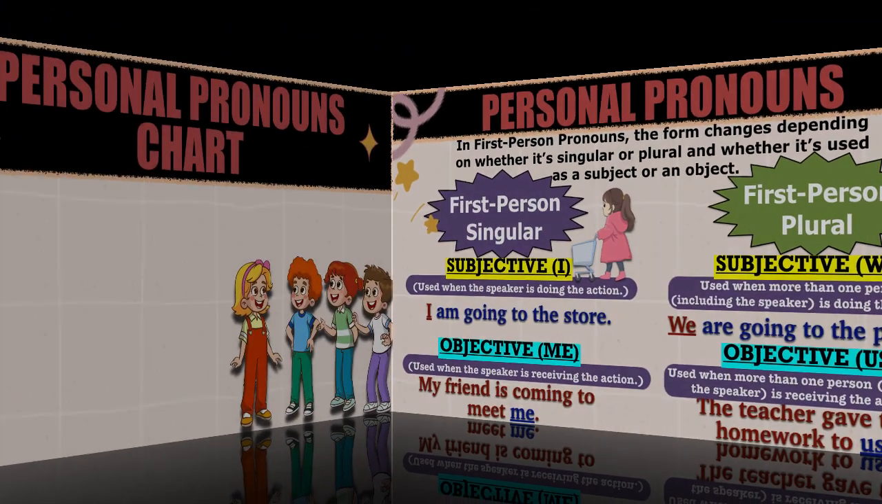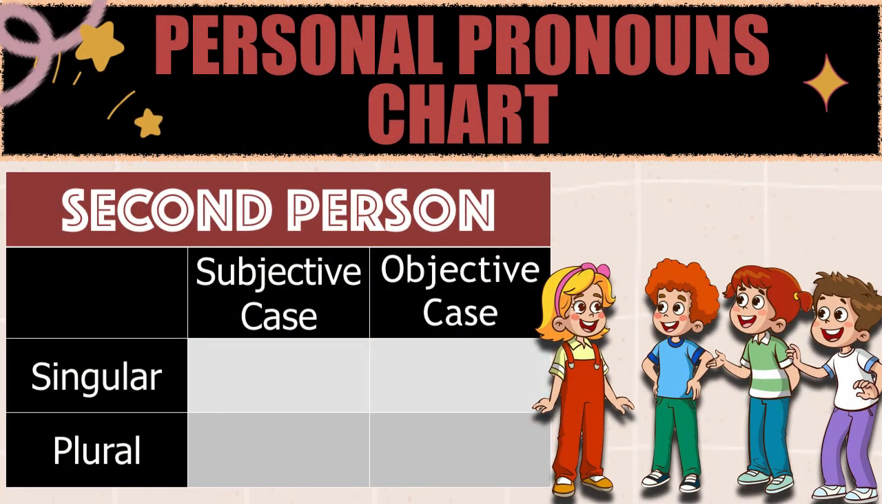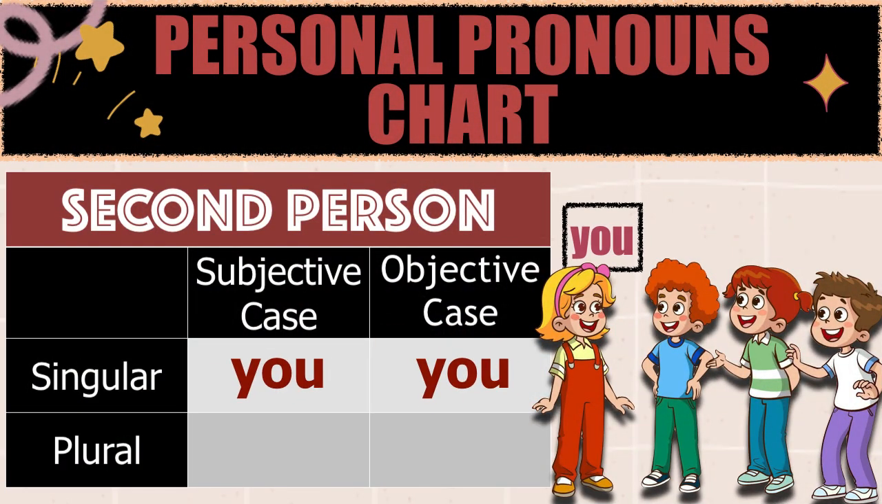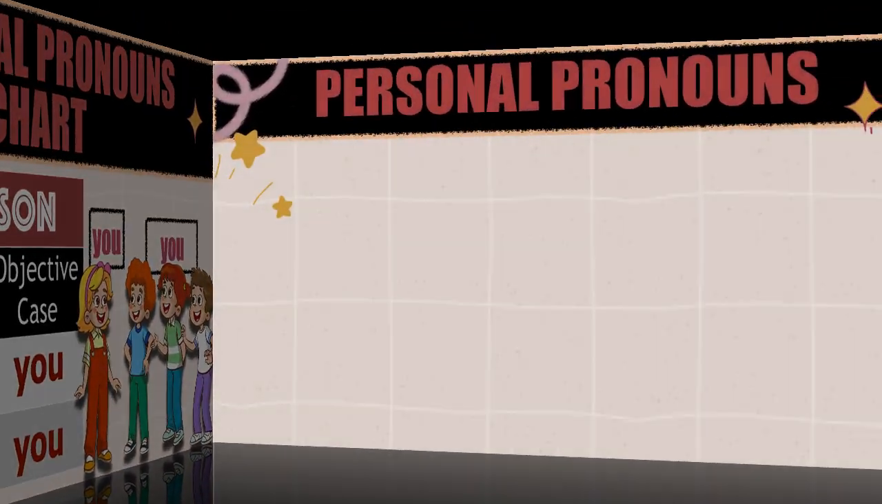Moving on to second person pronouns. In both singular and plural, the pronoun you remains the same for both subjective, doing the action, and objective, receiving the action forms. Now, let's explore the usage of the pronoun you through example sentences.